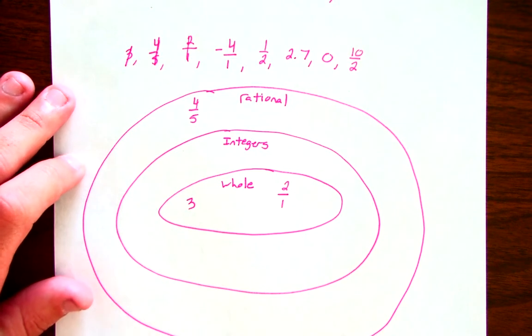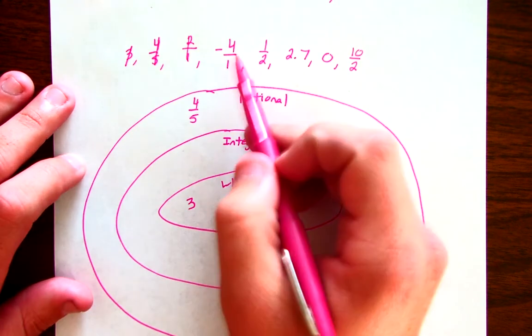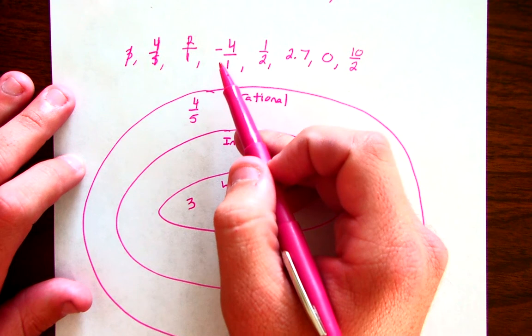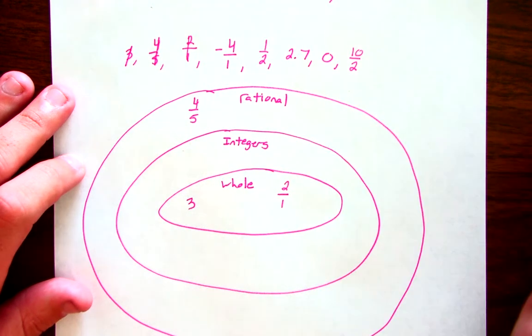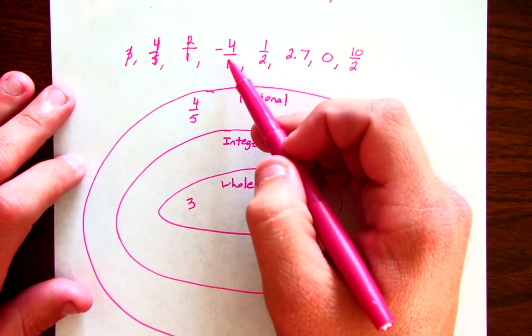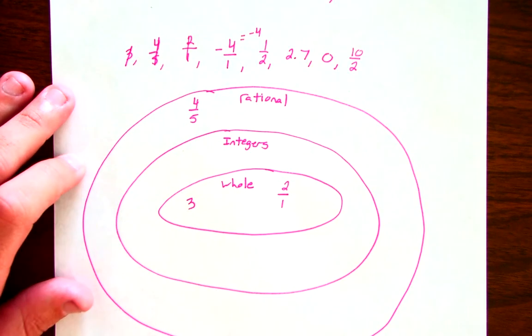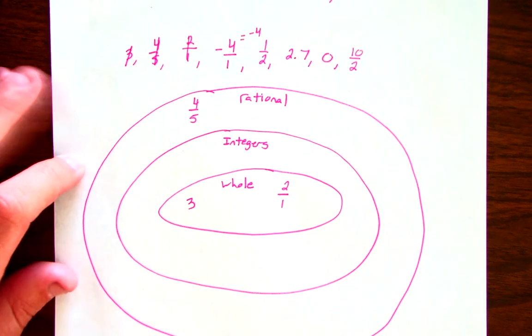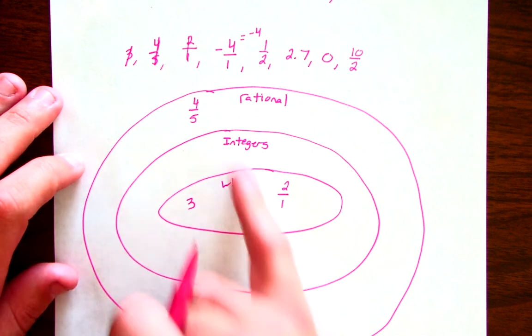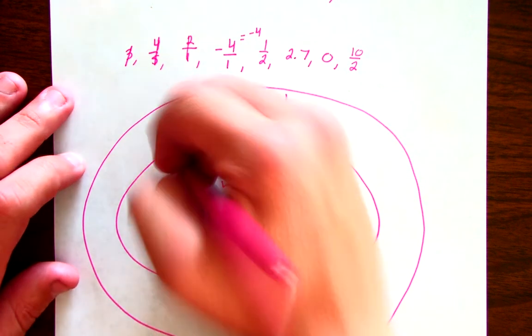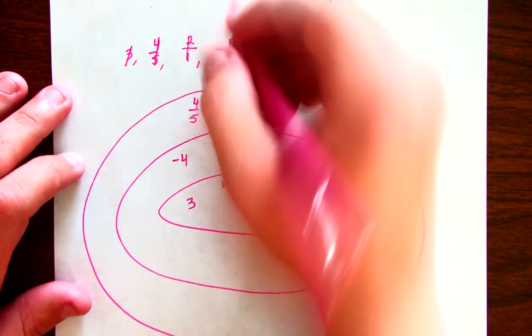-4 divided by 1. Well, first of all, what is a negative divided by a positive? Well, that's a negative. And what's 4 divided by 1? That's 4. So negative 4 over 1 is the same as negative 4. So if you have a negative whole number, where does that best fit? It best fits in the integers. So this one's now gone.